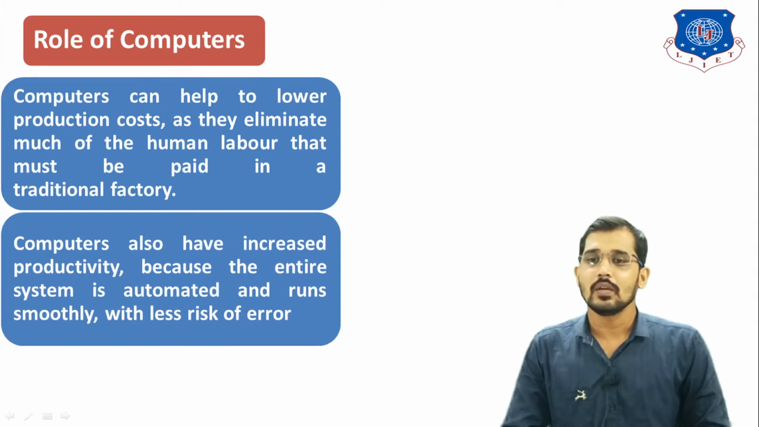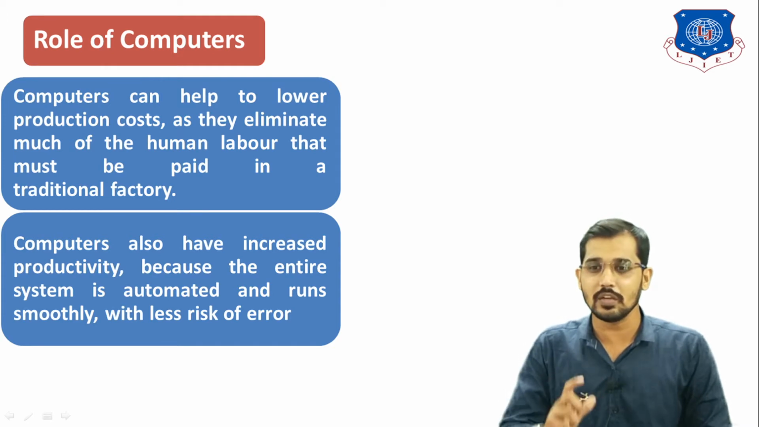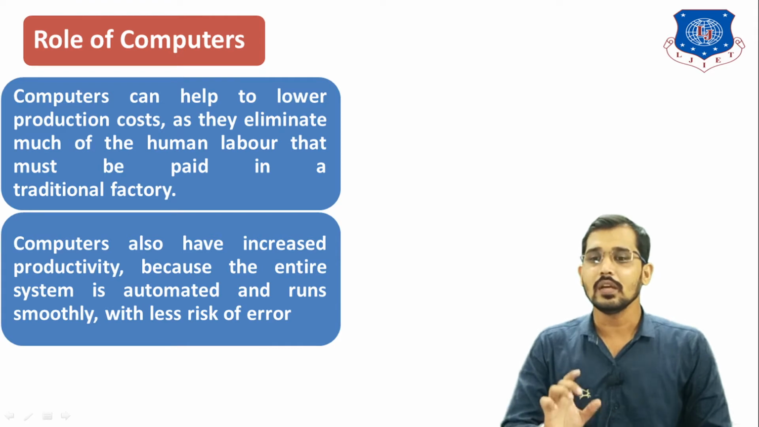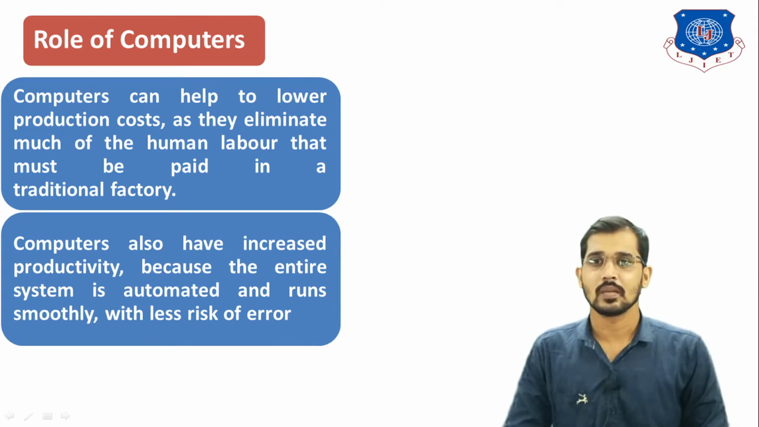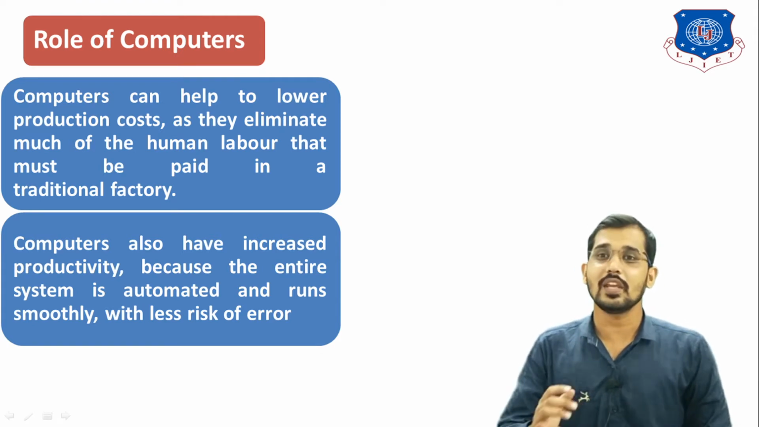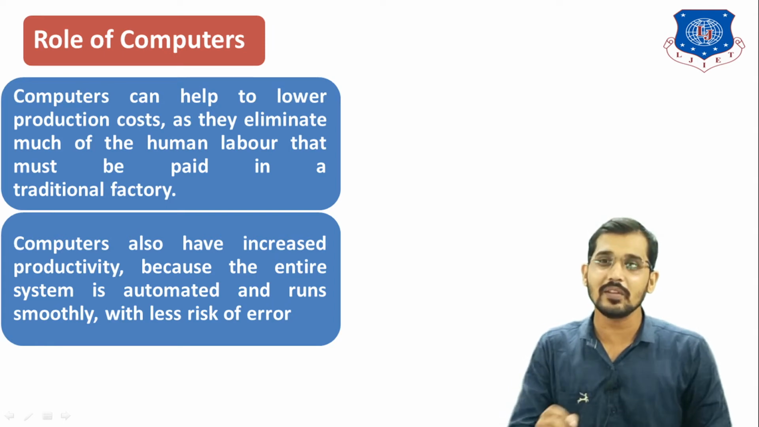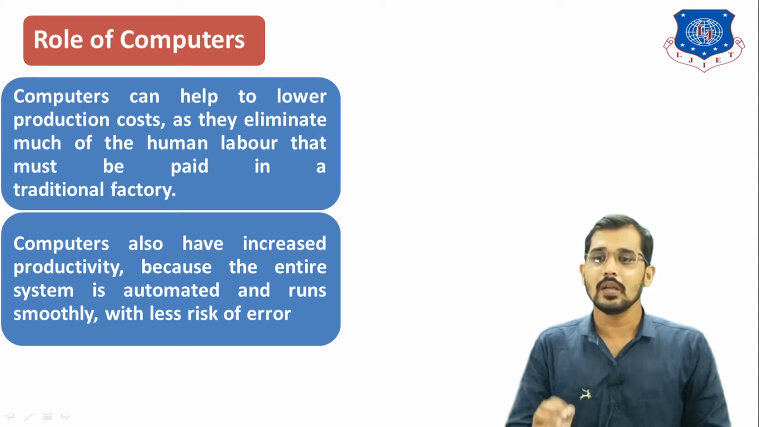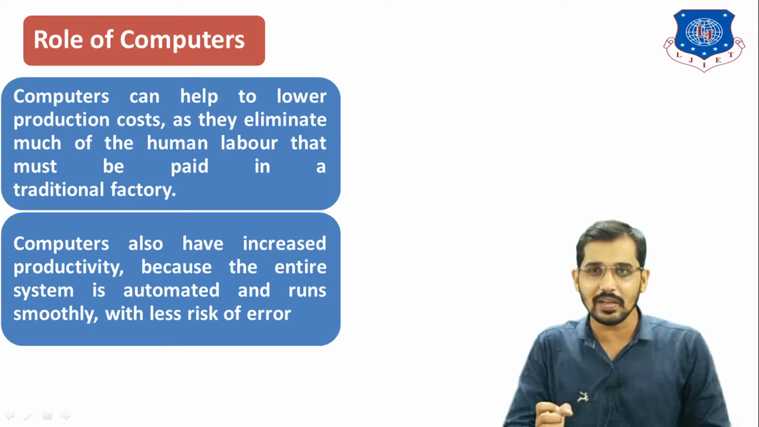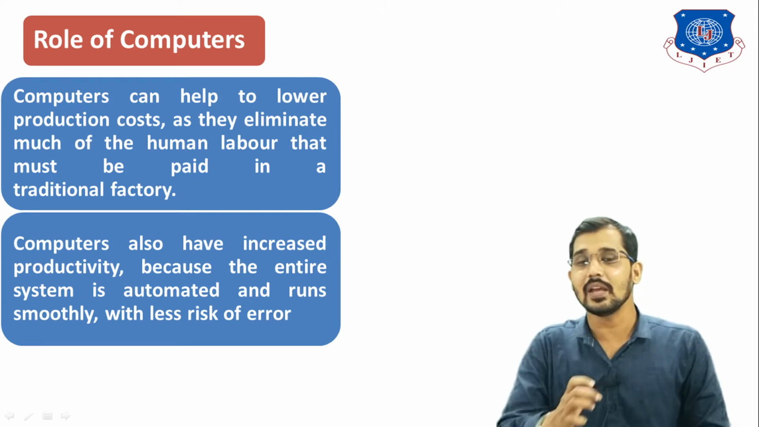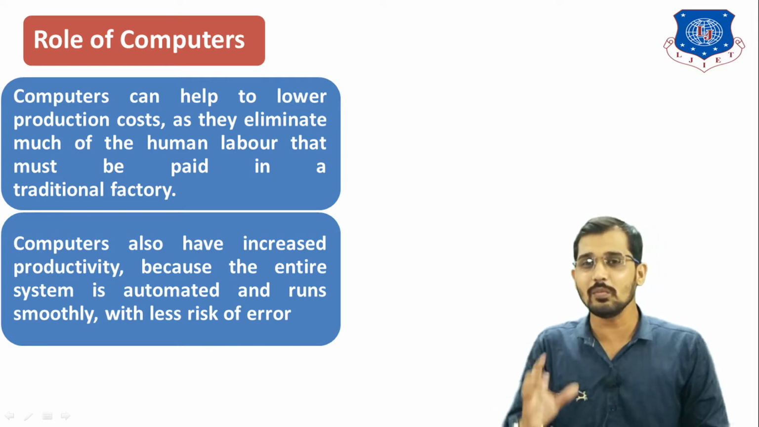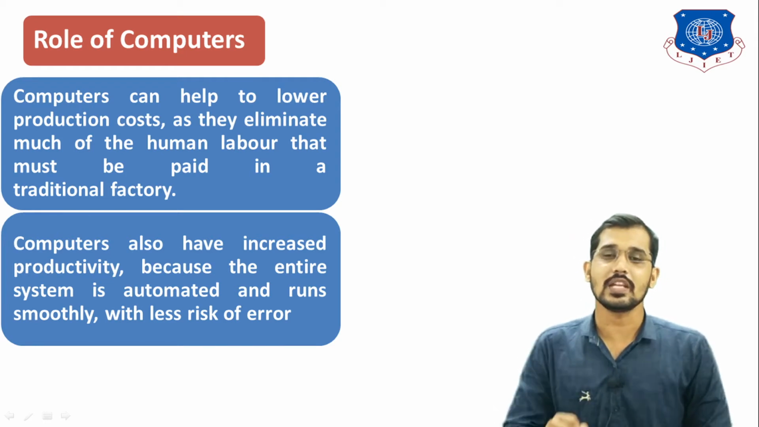Next point is computers also have increased productivity because the entire system is automated and runs smoothly with less risk of errors. It means by using computers, we can minimize the errors that can occur during the operations. That's why production also increases by using computers. That is the meaning of this second point. That is nothing but computers also have increased the productivity, and I can say that minimizes the errors which can occur during the operations. Now we will see how to simulate a gas liquid separator in HYSYS software.